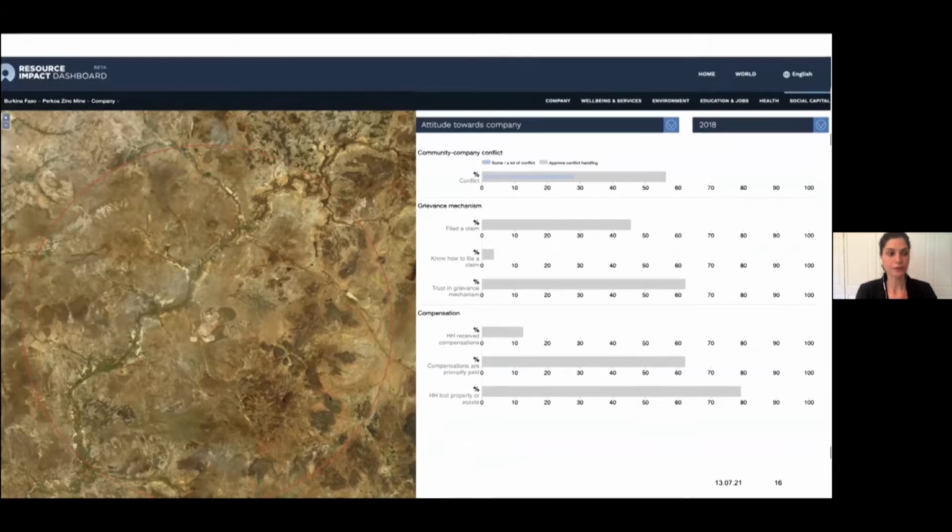Under social capital, there is household survey data on the attitude of the communities towards the company. Data shows, for example, as we can see here, some perception of conflict. However, again, there is also a question on how they think the conflict is handled, which shows that conflict handling is perceived as quite good, as the grievance mechanisms are trusted in general. So again, here, it's not a black and white thing. There's not only the question on conflict, but also on how the conflict handling is perceived.